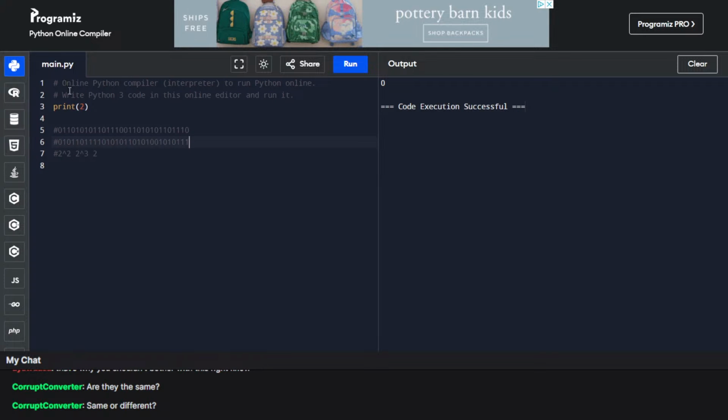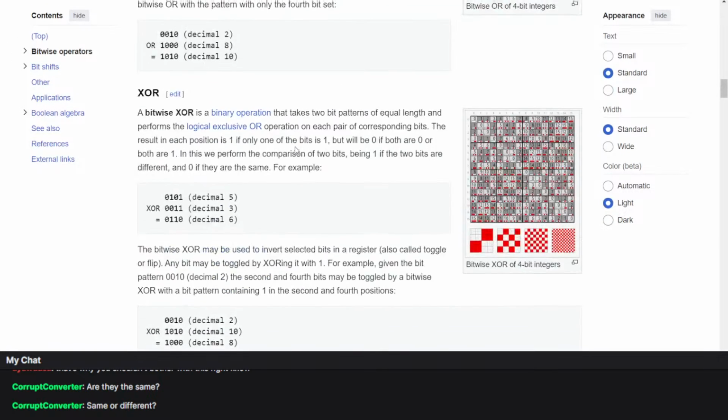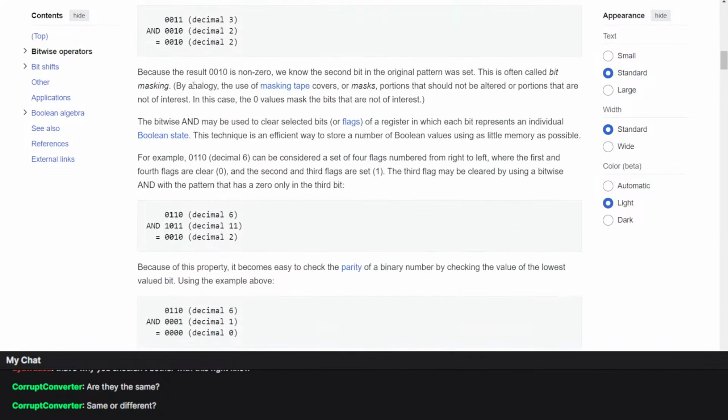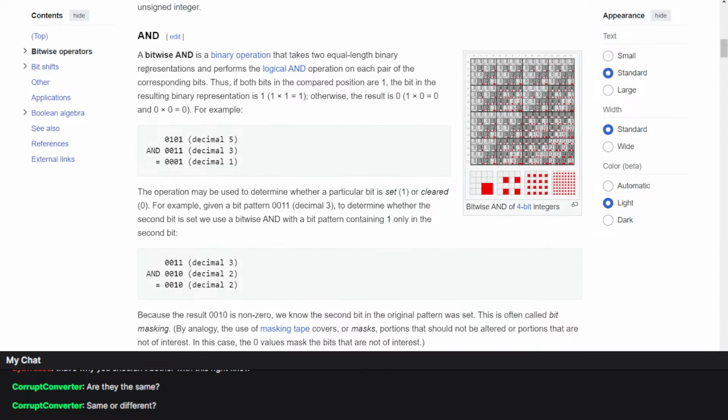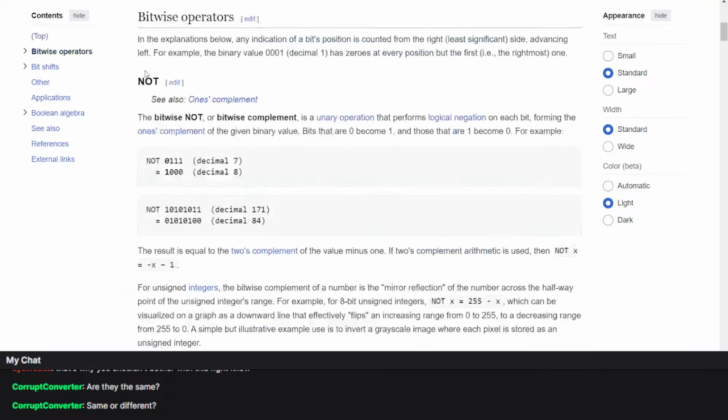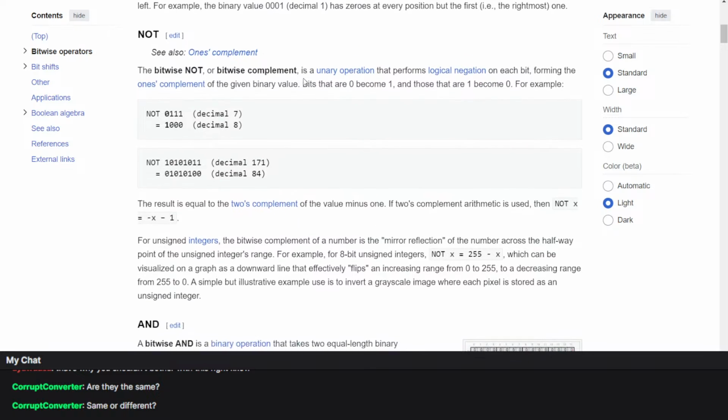It's not my fault. Someone told me to do this. Same or different? Corrupt Converter says same or different. What? What other examples are there on this? Oh god. One has zeros at every position but the first.